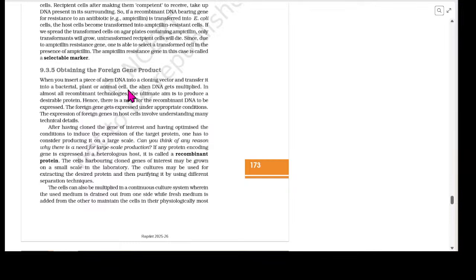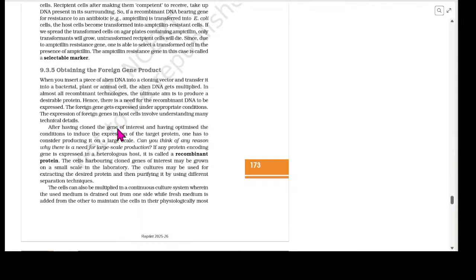In almost all recombinant technologies, the ultimate aim is to produce a desirable protein. Hence, there is a need for the recombinant DNA to be expressed. The foreign gene gets expressed under appropriate conditions. The expression of foreign genes in host cells involves understanding many technical details.